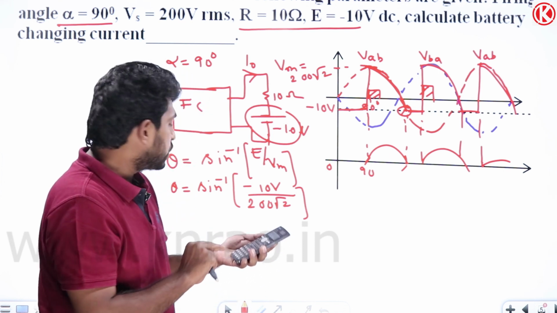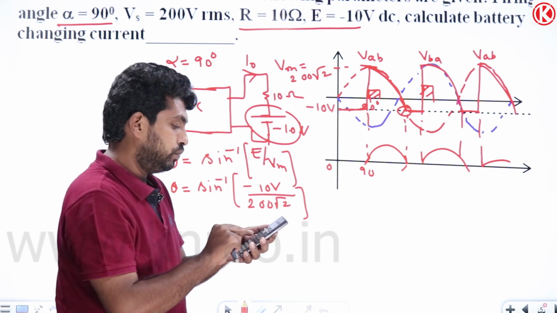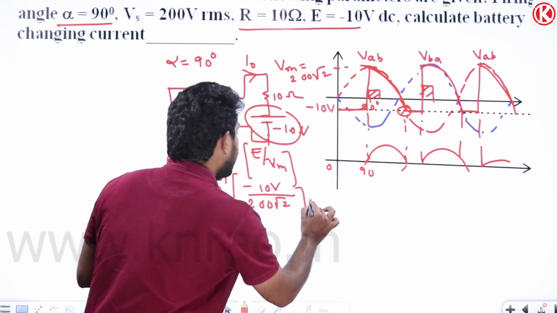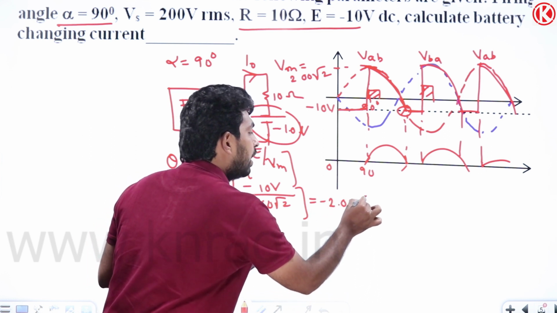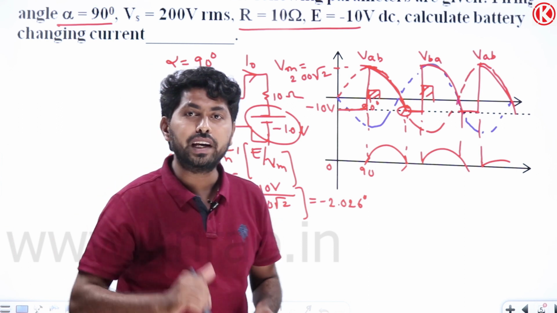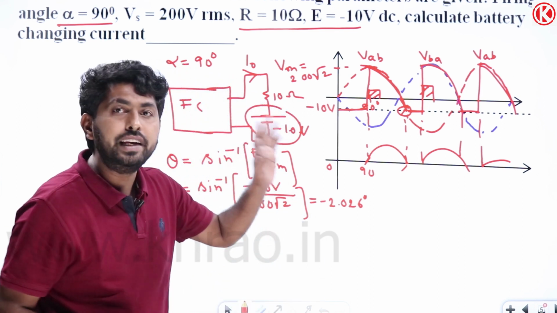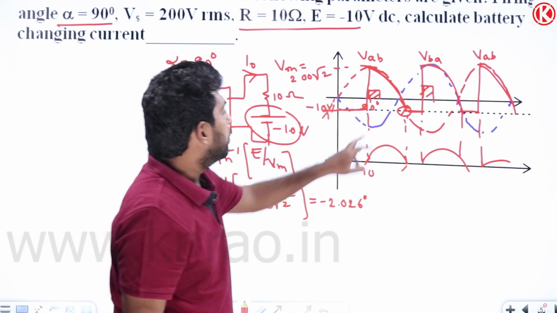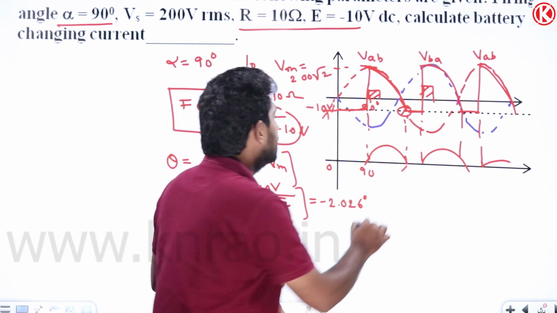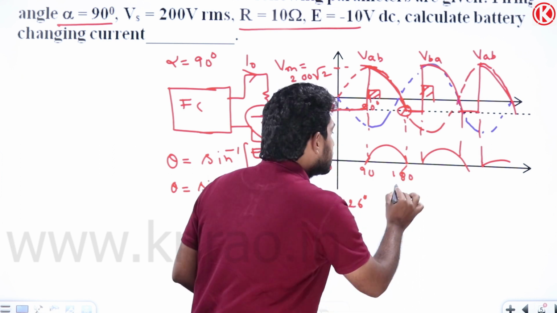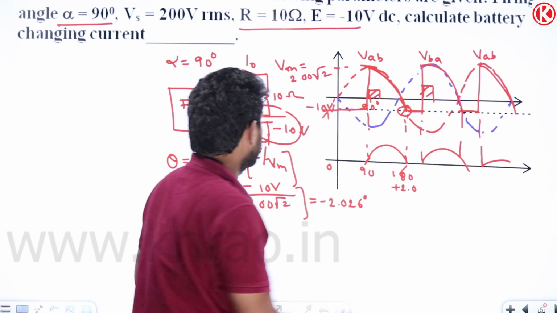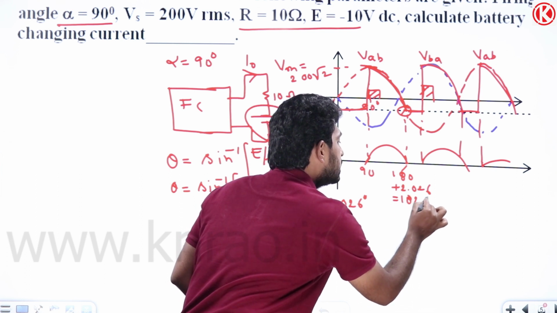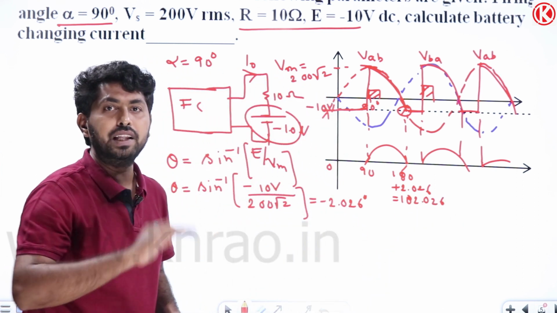Sine inverse of 10 divided by 200 root 2. So it will be minus 2.026. How can we represent this negative angle here? Observe here. Minus 2.026 means we have got this point, but this point will be pi plus theta, which is equal to 180 plus 2.026. So it will be 182.026.